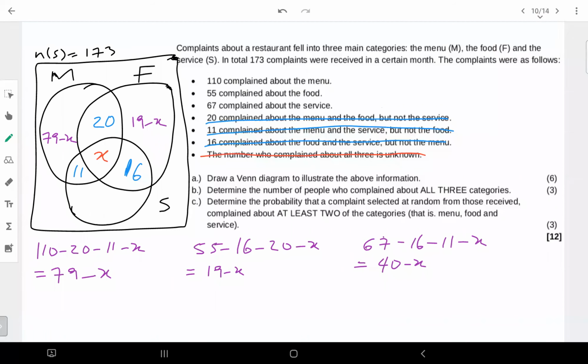And there is a hand that is being raised. Good evening. I'm a bit lost. The menu said 110 complained about the menu. Now, why did you write 79 minus x? Why did I write 79 minus x? Yes.